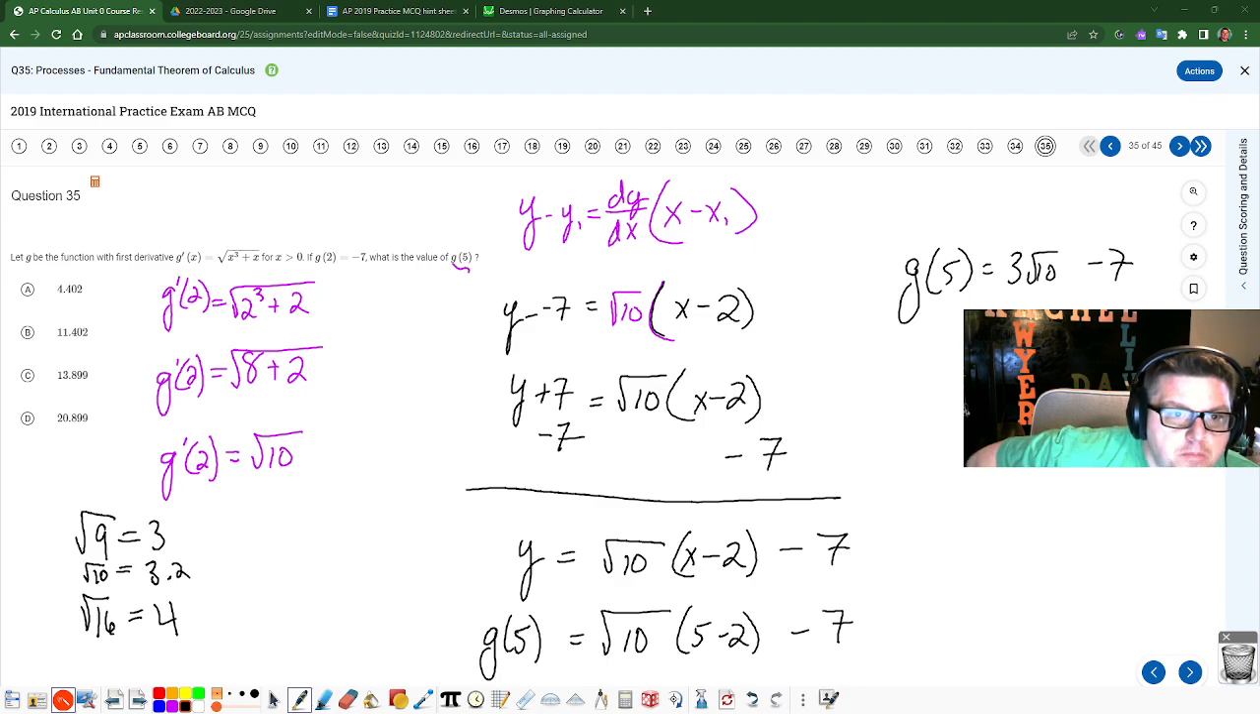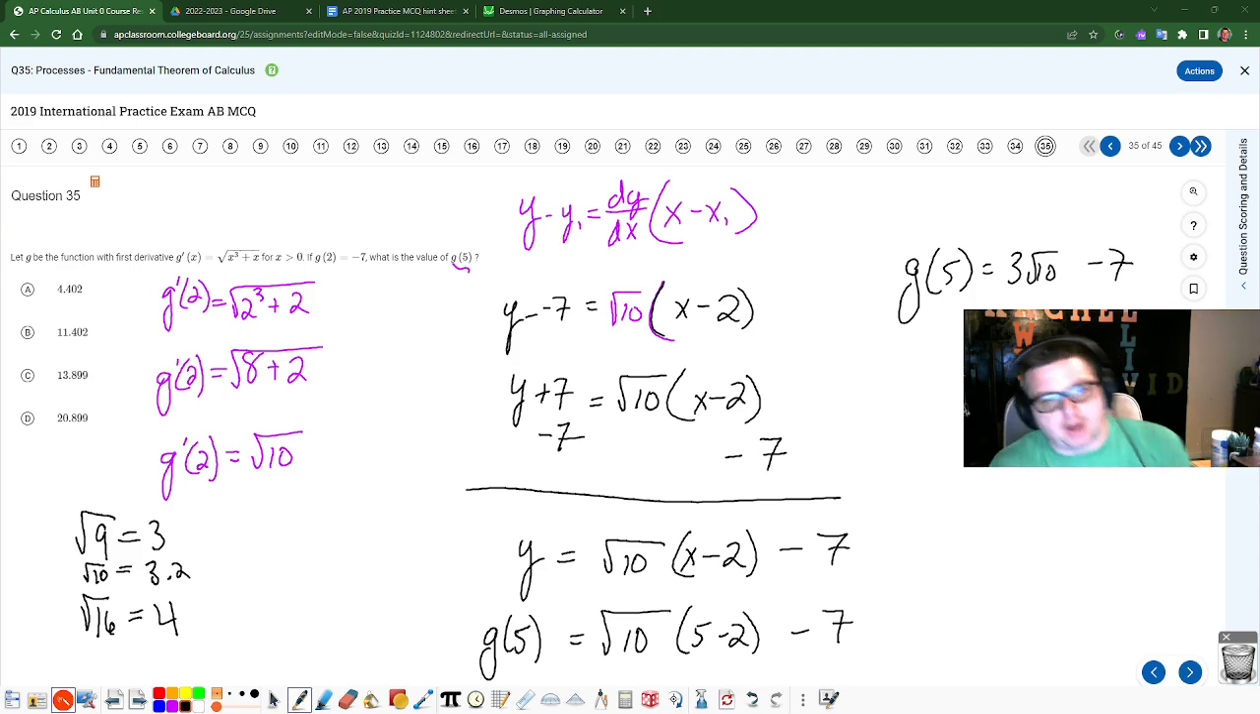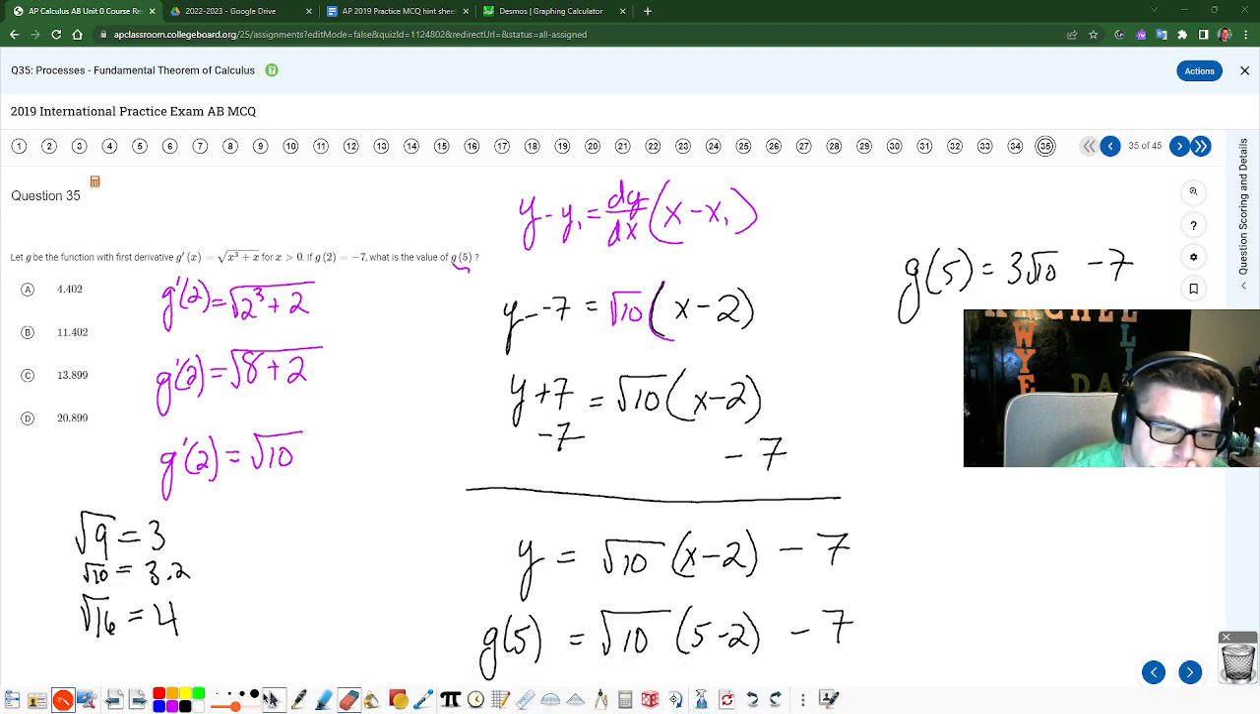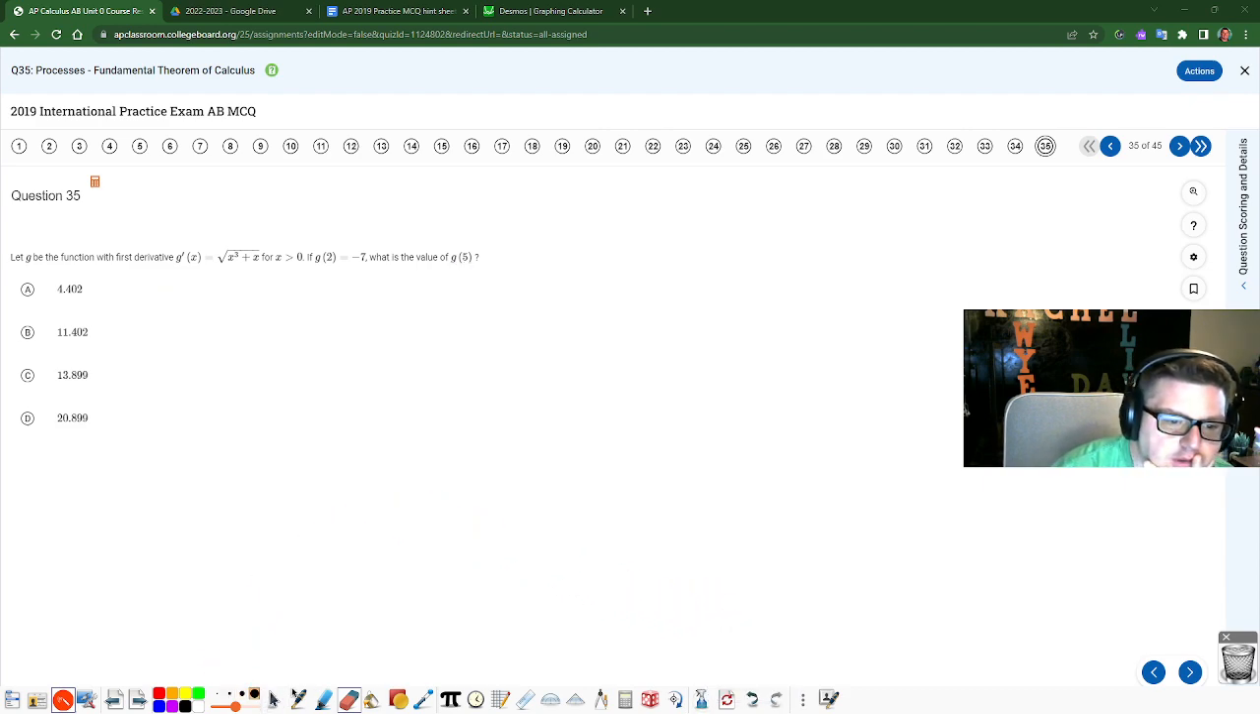Oh, okay. This isn't a slope of tangency problem. Oh, all right. Well, that would explain it. They aren't looking for that. They're looking for this.